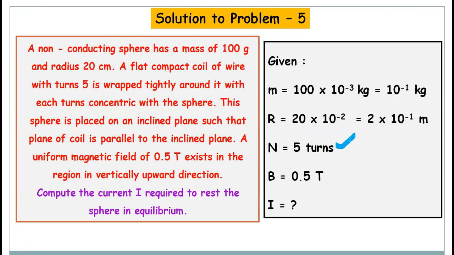Right. Number of turns of the coil is given as 5. And of course, it's a circular coil. Remember that. The magnetic field is given 0.5 Tesla. We are supposed to compute the current I so that the sphere which is placed on the inclined plane remains in absolute equilibrium.